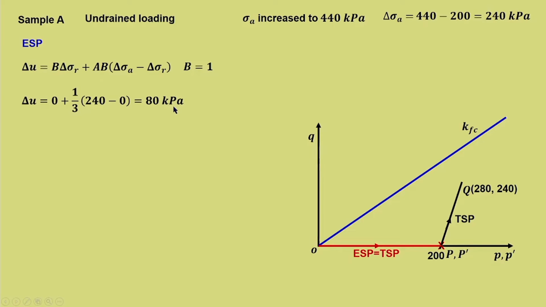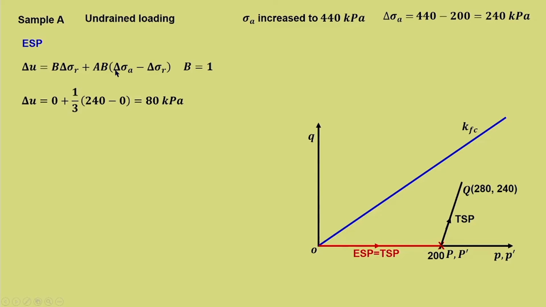Now, what is the catch here? It is already given in the question: assume the soil to be isotropic and elastic. If Skempton's pore water pressure equation for triaxial condition is not clear to us, it is difficult to assume the value of A. Here, for elastic condition, we know that the value of A is equal to 1 by 3, and that is what we have done here. A has been substituted as 1 by 3. So, delta U we will get to be 80 kilopascal. So, this is the condition that we have used.